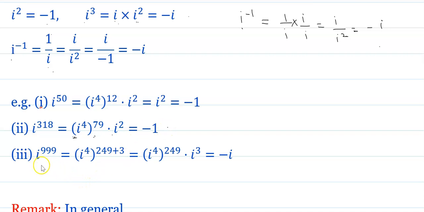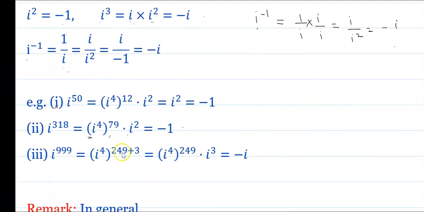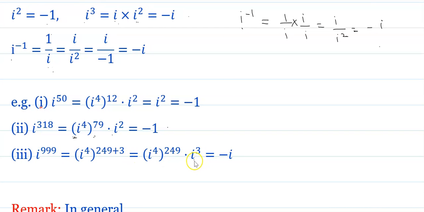i raised to 999. Again it can be written as i raised to 4, and if we divide 999 by 4, the quotient is 249. But i raised to 4 is 1. 1 raised to 249 is again 1. Okay. Again here i raised to 3. But what about the i raised to 3? i raised to 3 is again minus i in this way.